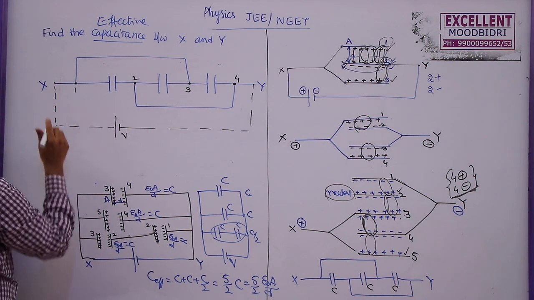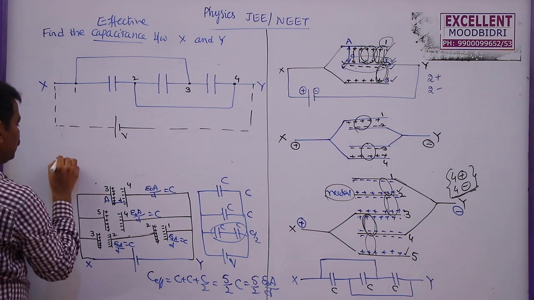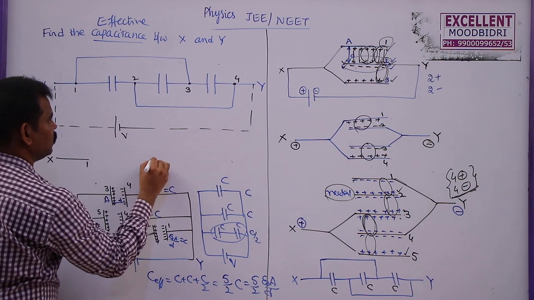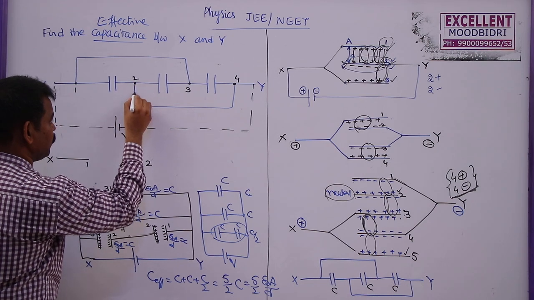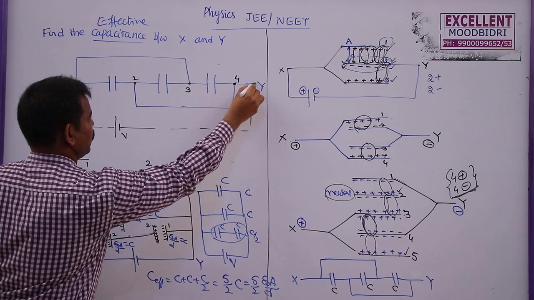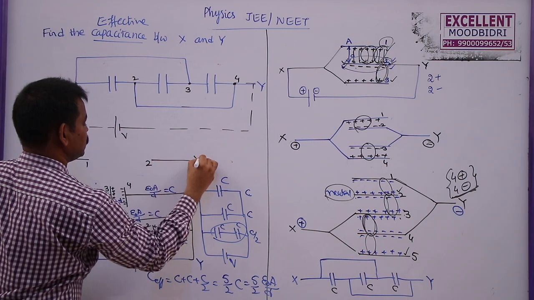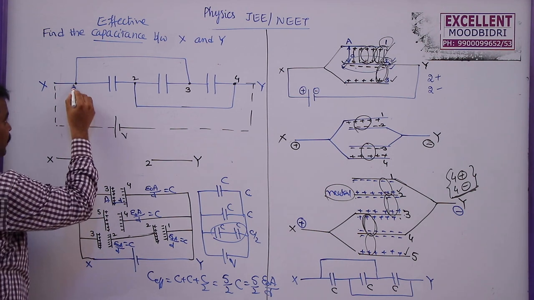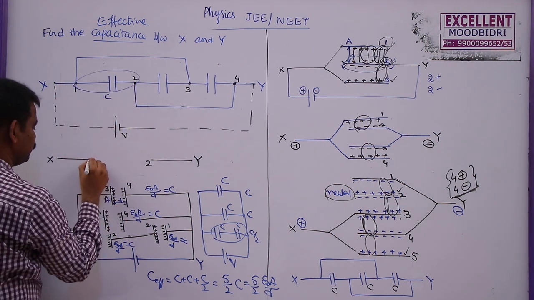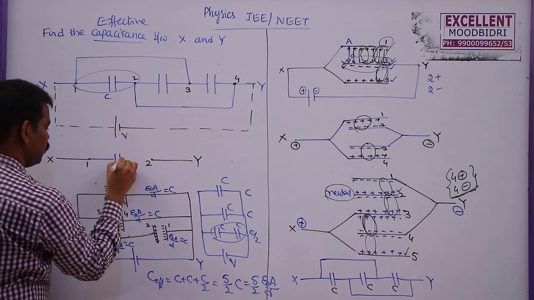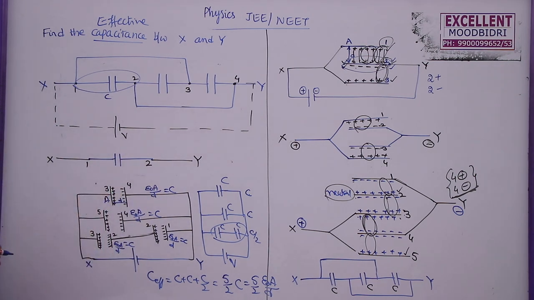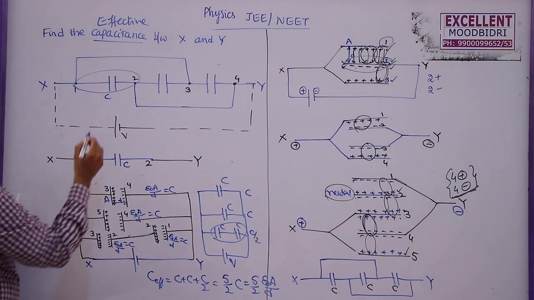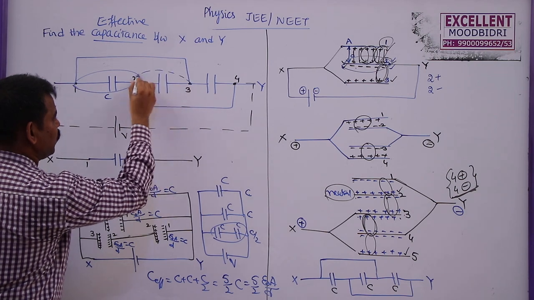Now, from X, I am going to draw, this is X, this is point 1, and this is point 2. And you can see directly from point 2 there is a wire going to Y. So from point 2 this is Y. So this is the first part. Now I will draw the capacitor between 1 and 2. This is C. So between 1 and 2 we are going to draw one capacitor, which is the first capacitor C. Now next, between 2 and 3 we have one more capacitor.